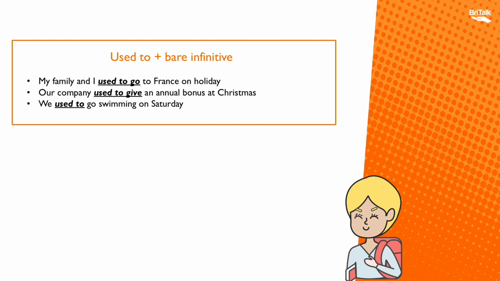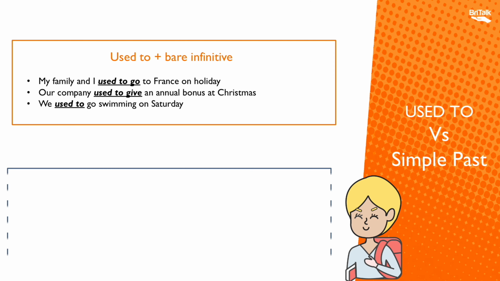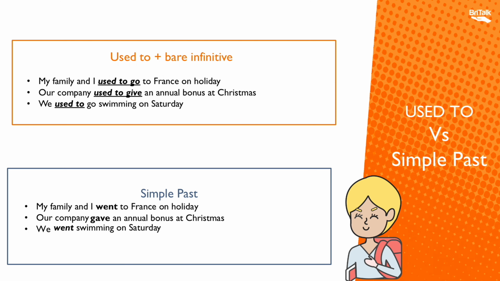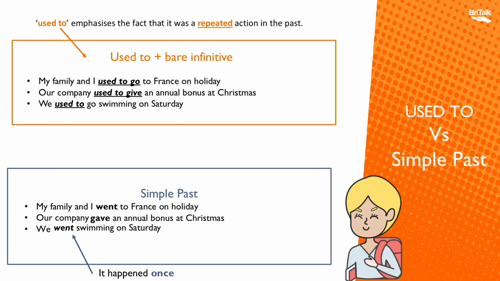So, what is the difference between used to and the simple past? Let's look at these examples in the simple past. My family and I went to France on holiday. Our company gave an annual bonus at Christmas. We went swimming on Saturday. So, used to and the bare infinitive really emphasize the fact that it was a repeated action in the past. In these examples with the simple past, it suggests that the action happened once or on one day.